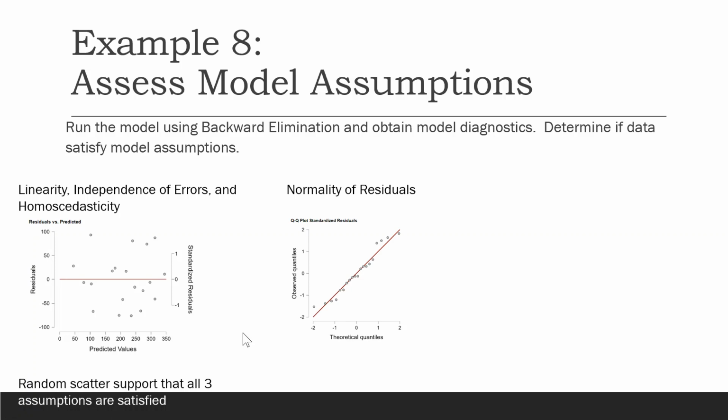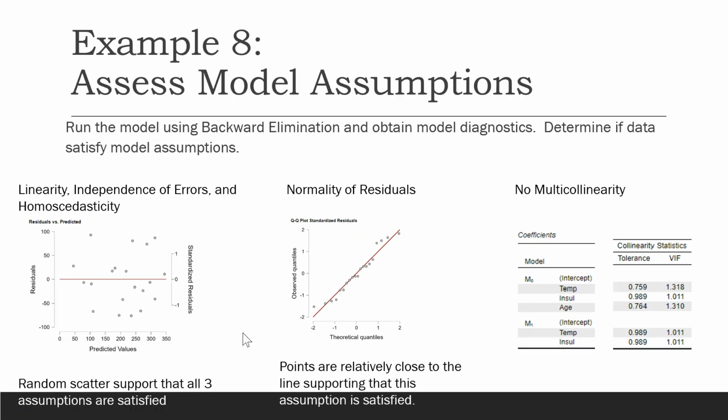When checking the normality of residuals assumption, this seems to be satisfied. I see that most of the points are close to that diagonal line. And so this assumption that the normality of the residuals is present, that is satisfied as well. And then if you were to look at the end of that table, in my final model, model M1, both of my values of VIF for both of those variables were less than 10. And since they're both less than 10, I have satisfied that assumption. So all of the assumptions are satisfied.